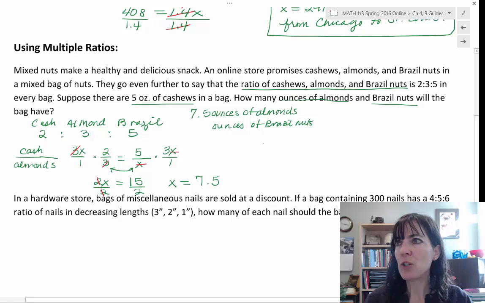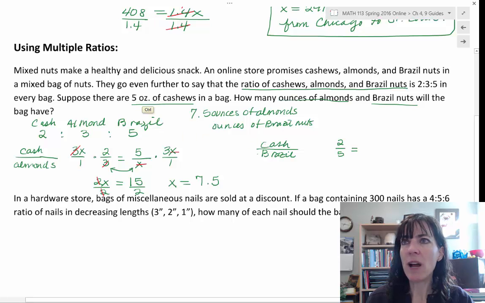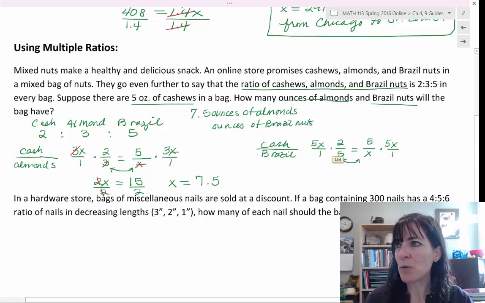So now we'd like to do cashews to Brazil nuts. Then when we do that ratio, if I look back here, it was cashews was 2, Brazil nuts was 5. So I'll do 2 to 5 equals, and now we have 5 ounces of cashews still, so that's going to be 5 in the numerator, and x, because we don't know how many ounces of Brazil nuts. Multiply those two, and we'll have a 5x, so that'll be 5x over 1 on the left, and on the right, do some reducing. 5's reduce. On the right, the x's will reduce.